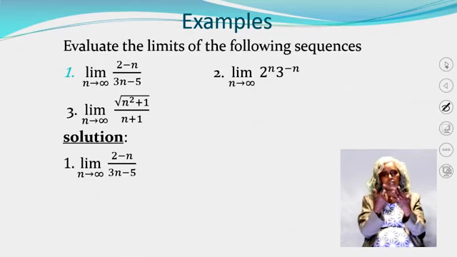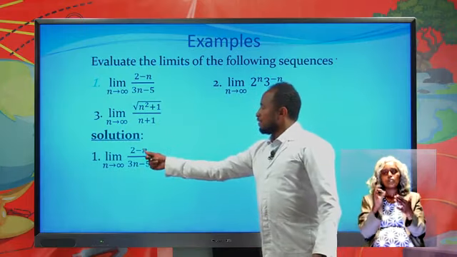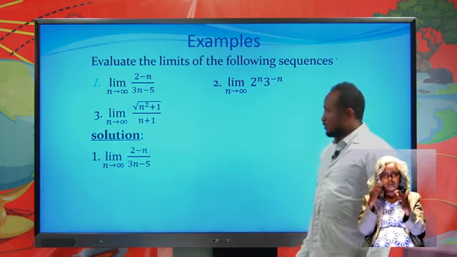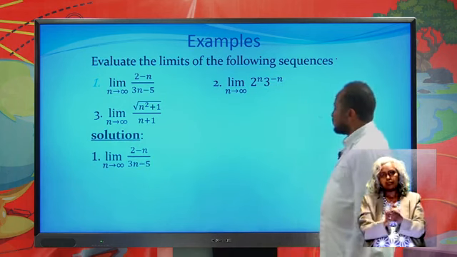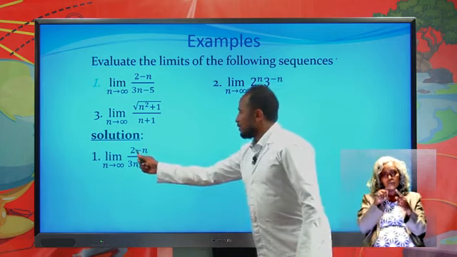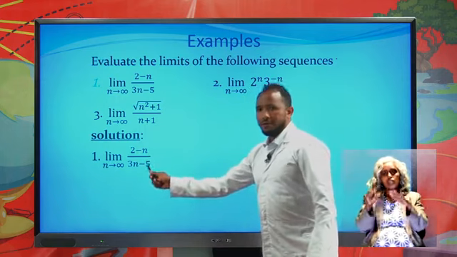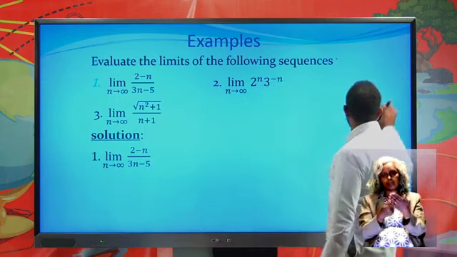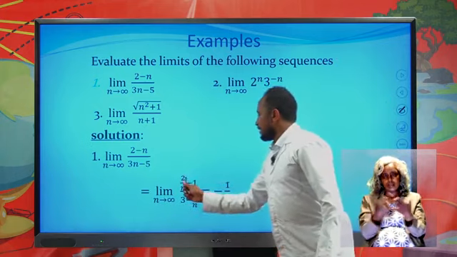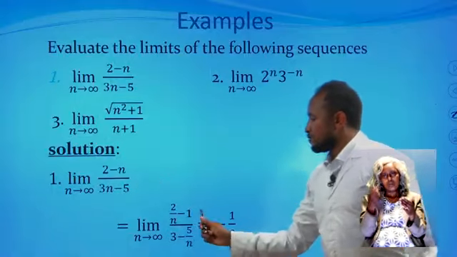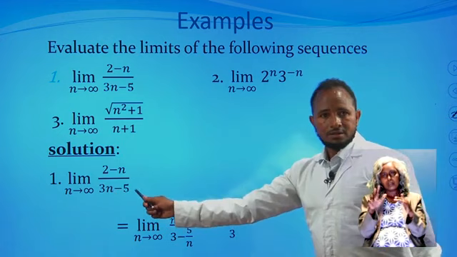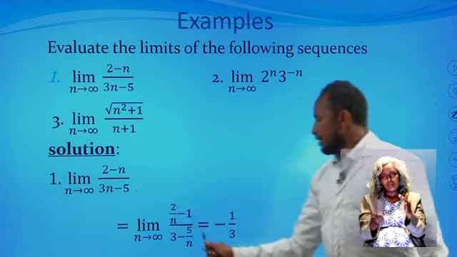Okay. Now let's try to evaluate limits of a sequence. Let's start from this one. The limit of 2 minus n over 3n minus 5, where n goes to infinity. To evaluate this limit, first we need to divide both the numerator and denominator by n. So you will get this one. When you divide by n, this is 2 over n minus n over n, which is 1. When you divide the denominator by n, it is 3 minus 5 over n.